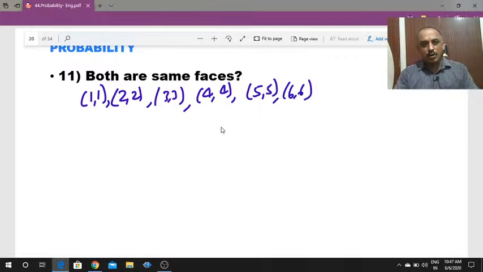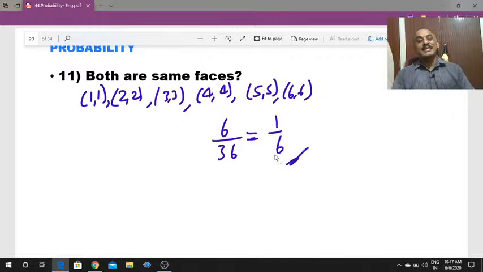Total how many possible outcomes are there? 6. 6 by 36 is equal to 1 by 6. Then what is the probability? The probability is equal to 1 by 6. This is a dice based question.